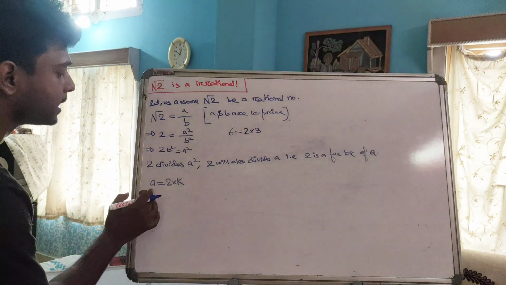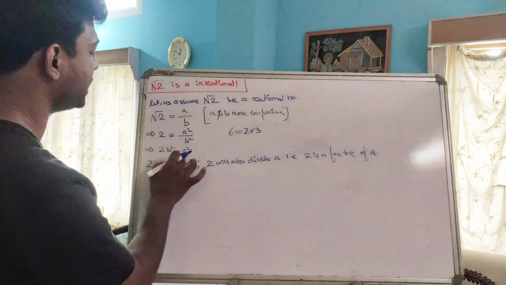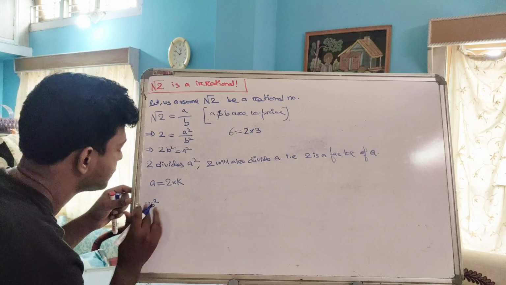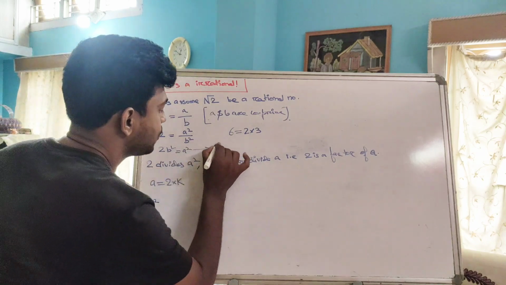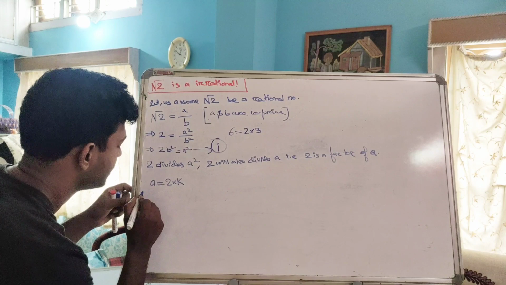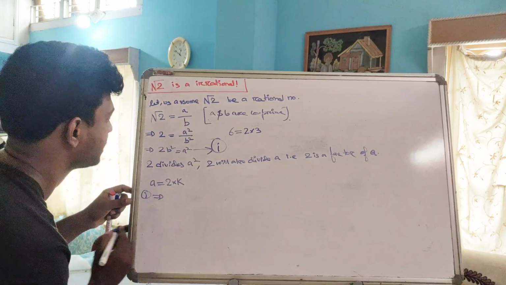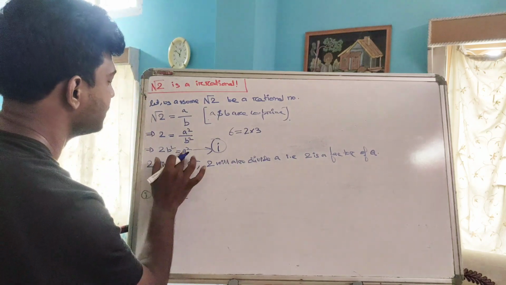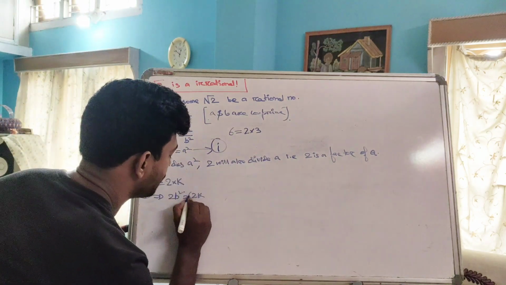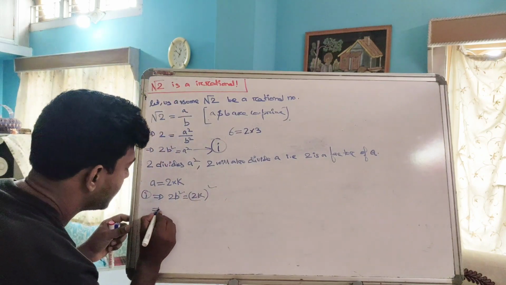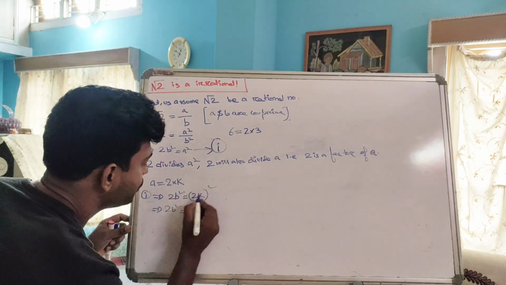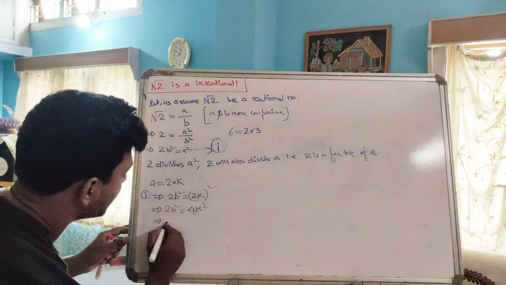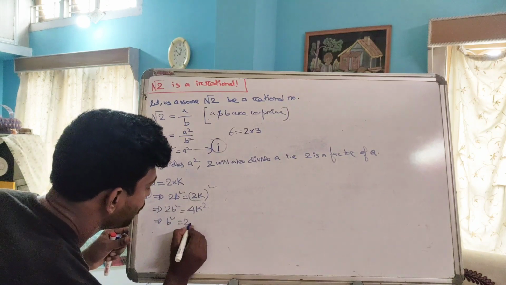Okay, so now let us substitute a equals 2k in this equation. So what do we get? Here we have 2b squared. Let us name this as equation 1. So equation 1 will imply 2b squared equals, writing 2k in terms of a, (2k) squared, which is 4k squared. Now dividing both sides by 2, what do we get? We get b squared equals 2k squared.